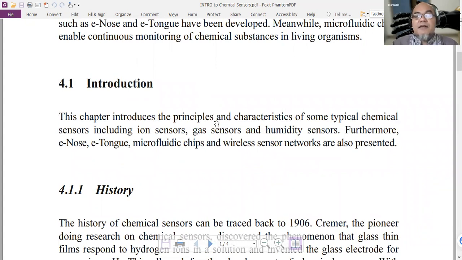Okay, so this chapter will introduce you to the principles and characteristics of some typical chemical sensors that are widely used in industry, in the market, and also by the medical field. Among others, they are the ion sensors, the gas sensors, and the humidity sensors. We will also present later an introduction to electronic nose, electronic tongue, and microfluidic chips. I myself am specializing in microfluidics, also using fabric-based devices, and a little bit of introduction on wireless sensor networks. This is maybe the specialization of Pak Aulia.